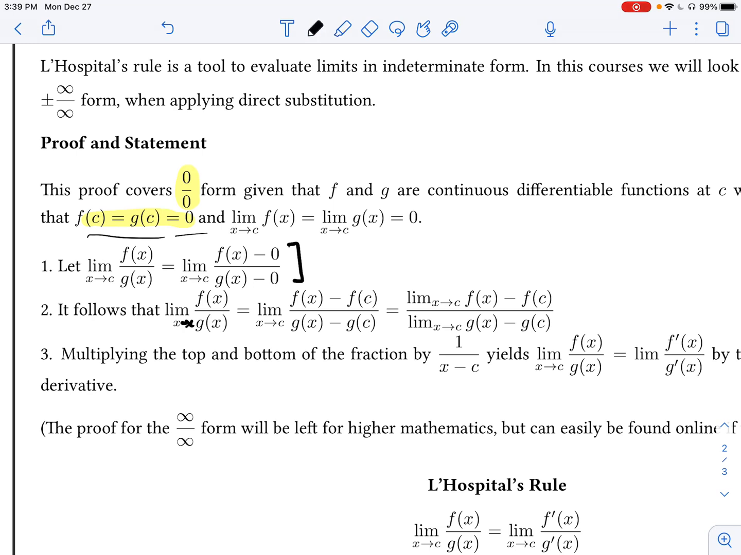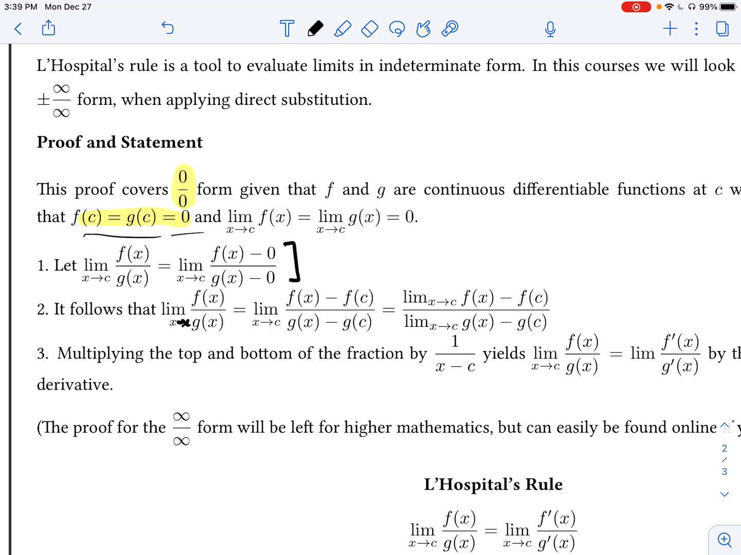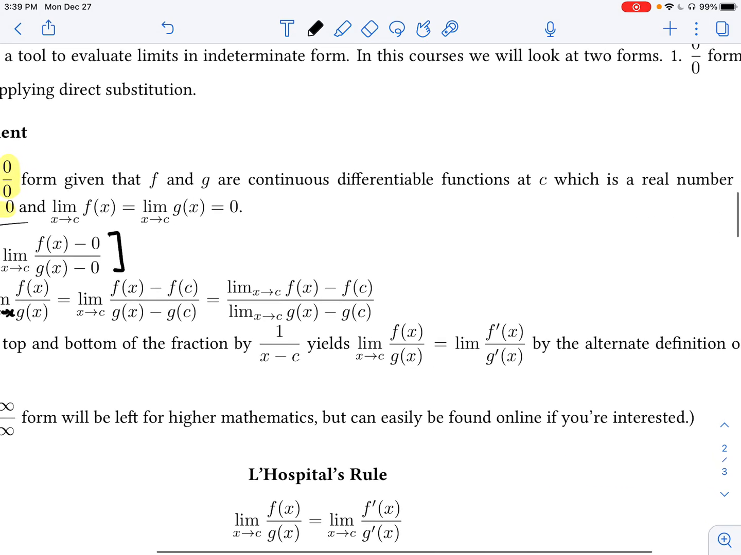And then I can rewrite this limit as the quotient of two separate limits, the limit of f of x minus f of c divided by the limit of g of x minus g of c. And this is where you should be getting kind of excited because you probably can see where this is going next. If we multiply the top and the bottom of the fraction by 1 over x minus c, then I can actually rewrite the following.